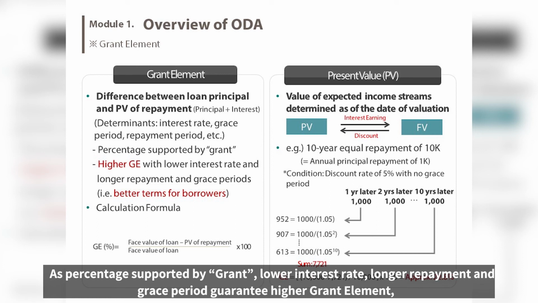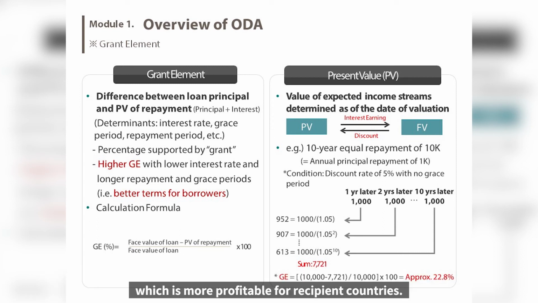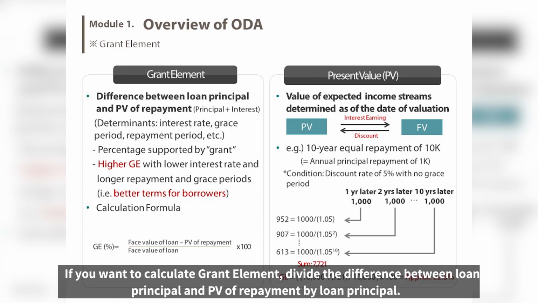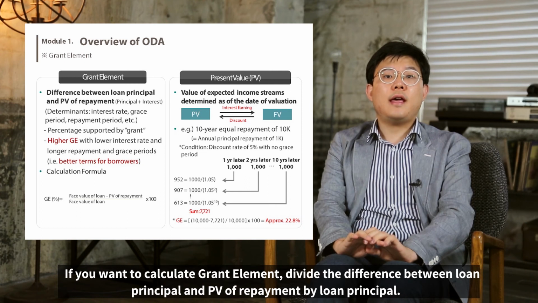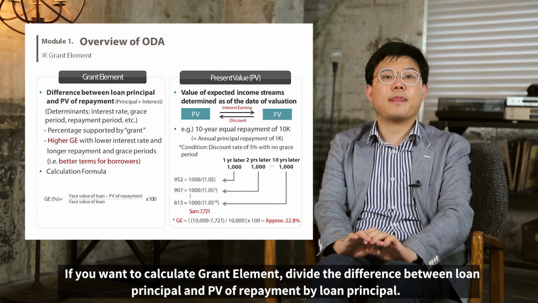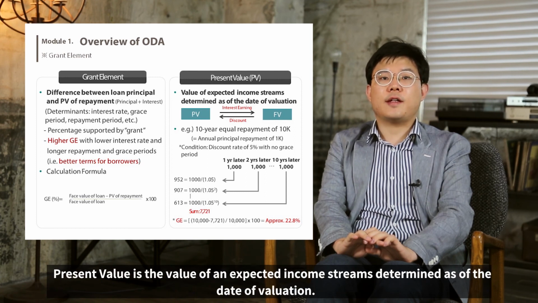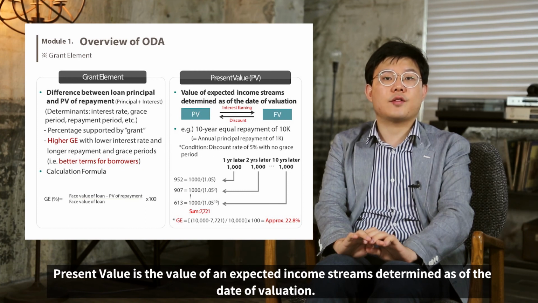As a percentage supported by grant element, lower interest rate, longer repayment, and grace period guarantee higher grant element, which is more profitable for recipient countries. If you want to calculate grant element, divide the difference between loan principal and present value of repayment by loan principal. Present value is the value of an expected income stream determined as of the date of valuation.